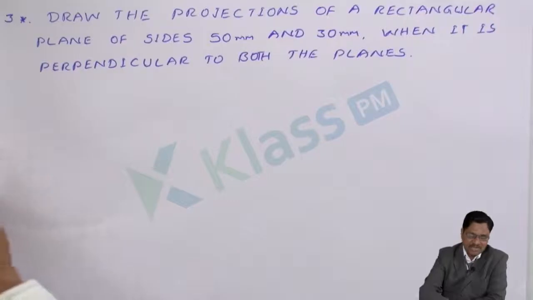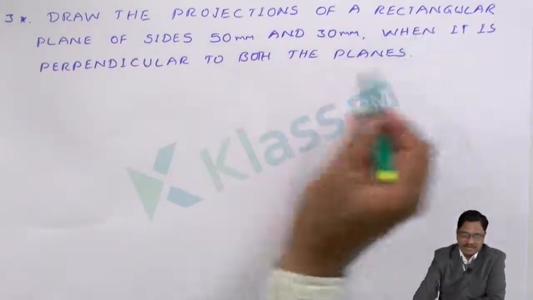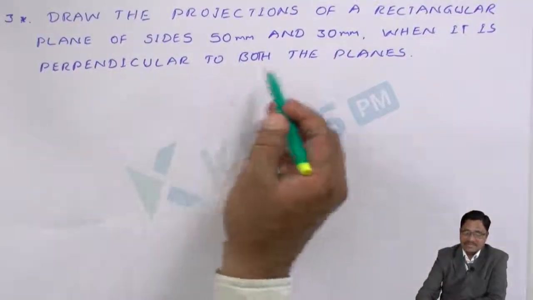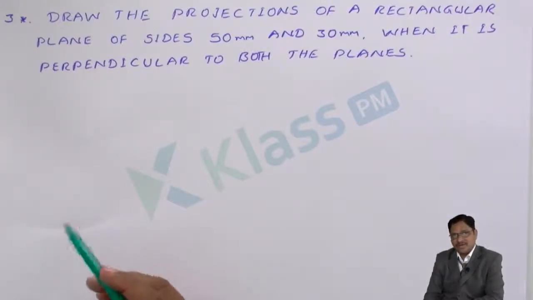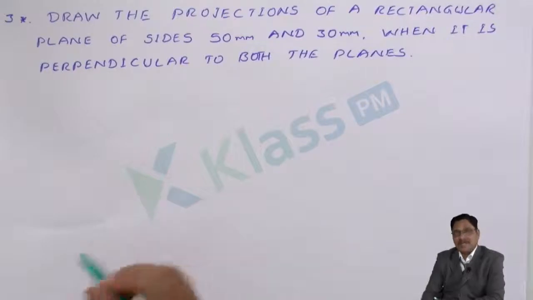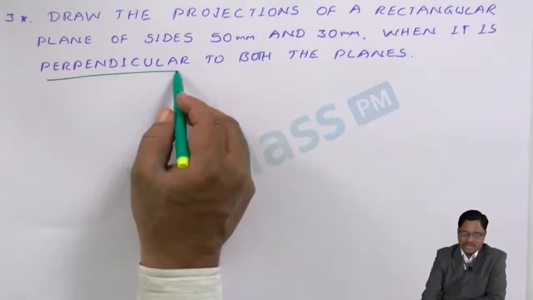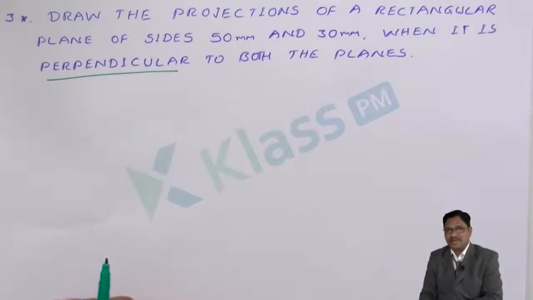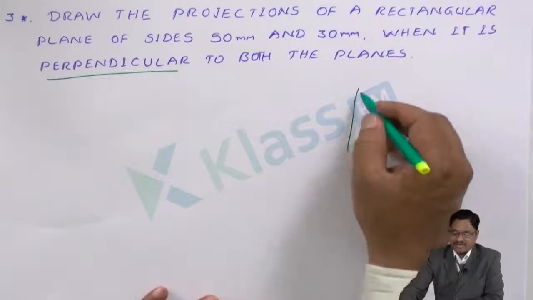I will read out the problem, just try to understand. Draw the projections of a rectangular plane of sides 50 mm and 30 mm when it is perpendicular to both the planes. Now observe the problem and try to understand: is any parallel condition given? You had mentioned it is perpendicular to both the planes. That means no parallel condition with the plane. But we can initiate the solution whenever there is a parallel only. So for that you have to consider a little logically. I will demonstrate how it works here.